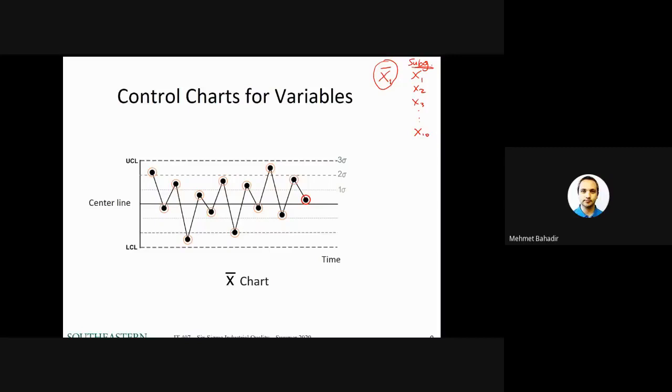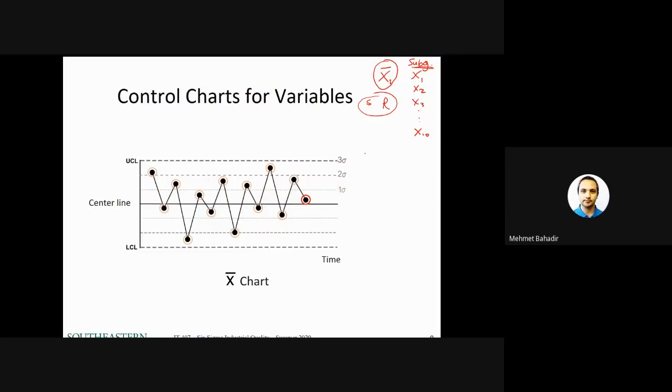You also calculate the dispersion. As you remember, the way that we calculate dispersion can happen in two ways. You can either calculate the standard deviation of that subgroup or the range of that subgroup. All right. So you have to do either one of them, standard deviation or the range.